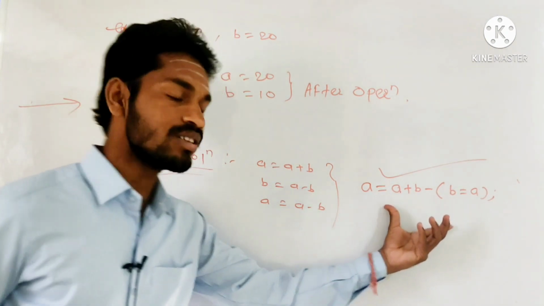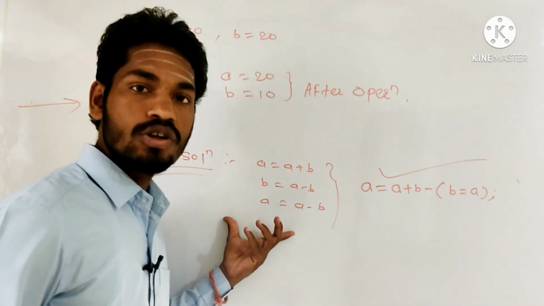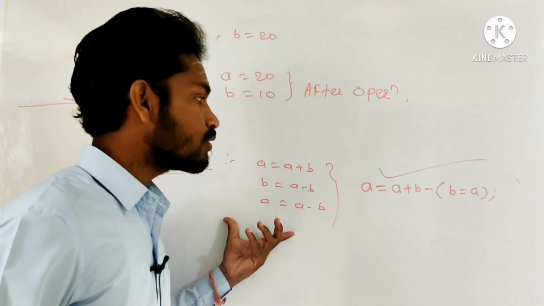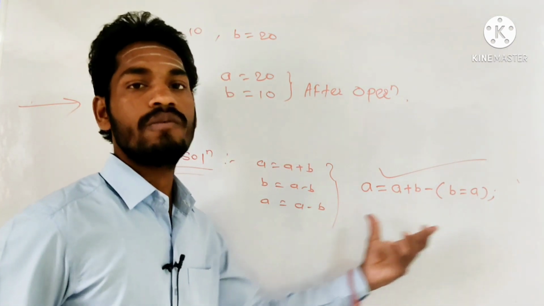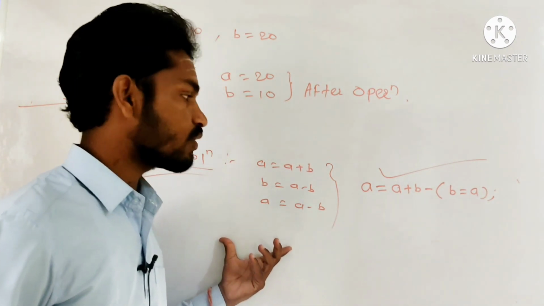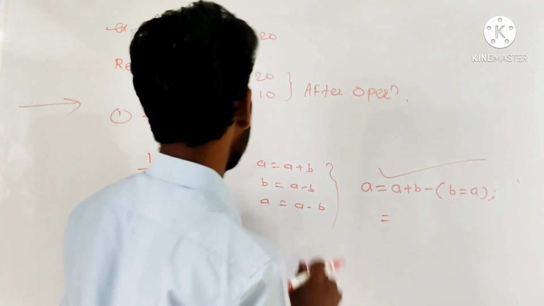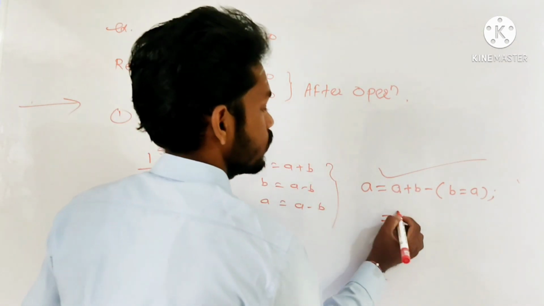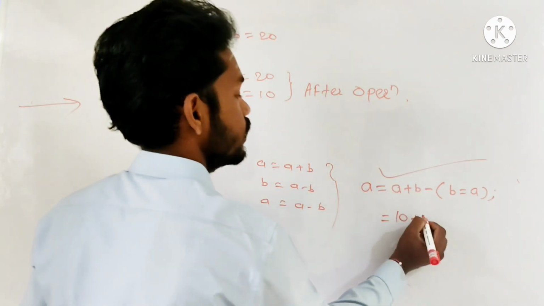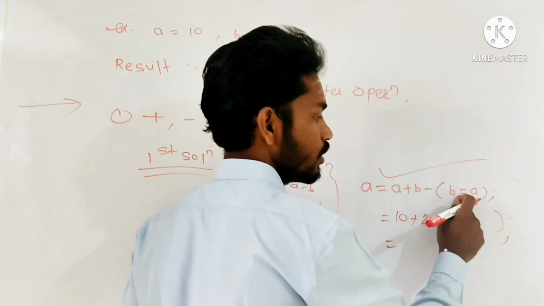This is a one-line expression, that was a multi-line expression. Based on the interviewer's question, if the interviewer asks for a one-line expression, then go for this. Otherwise you can tell the simple solution. See how to solve this expression: a is equal to a plus b, a is 10 plus 20 minus b.